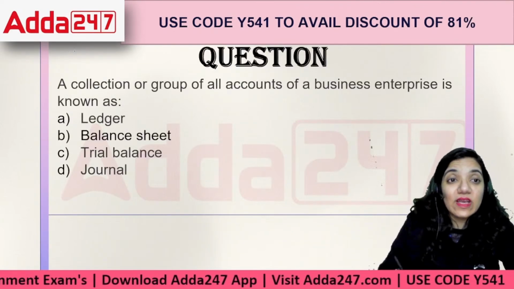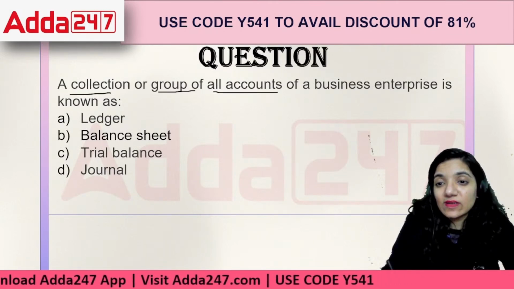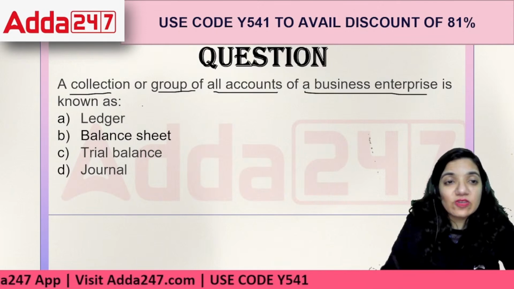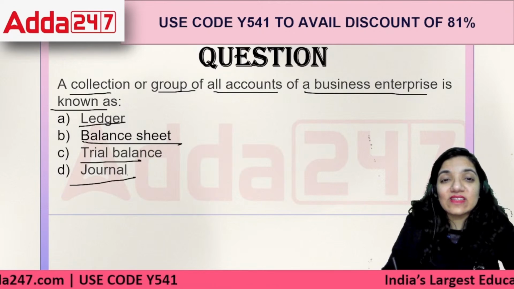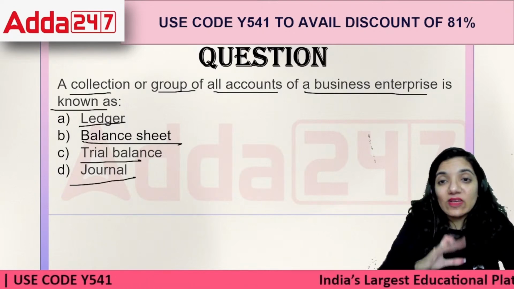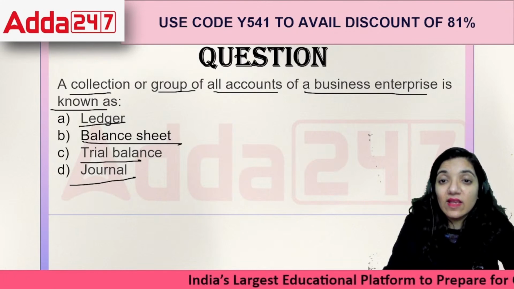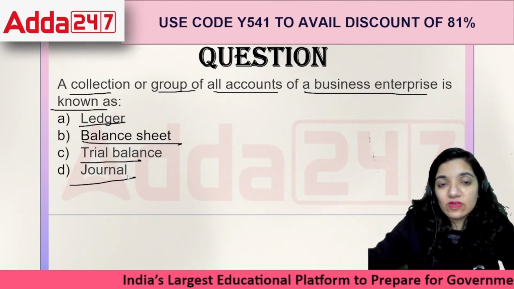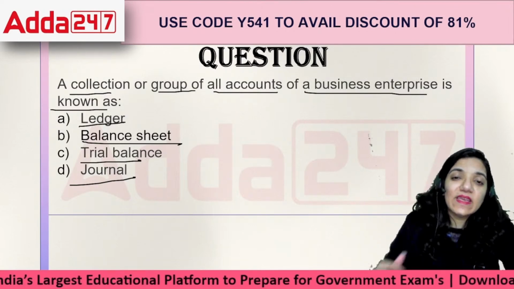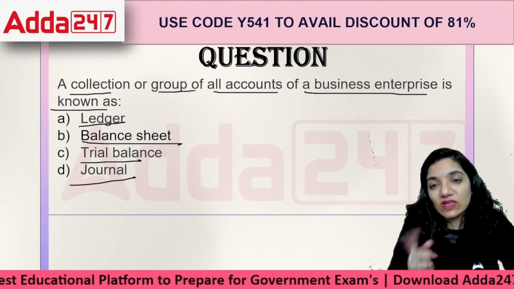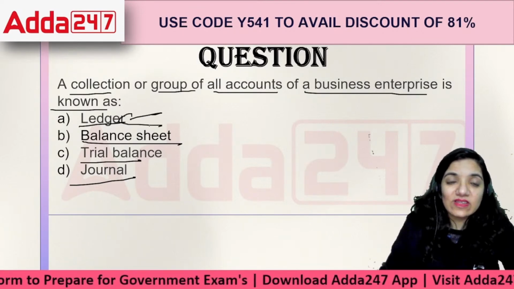Next question. A collection or group of all accounts of a business enterprise is known as ledger, balance sheet, trial balance, or journal. When we are collecting each and every account together, what would it be treated as? It is the general ledger. That is what we talked about. The same thing goes here. It would be ledger in this question.